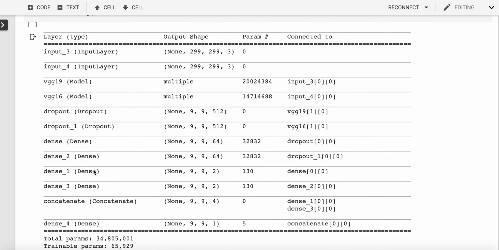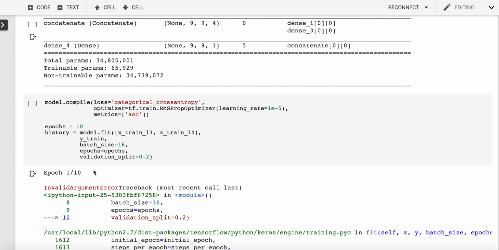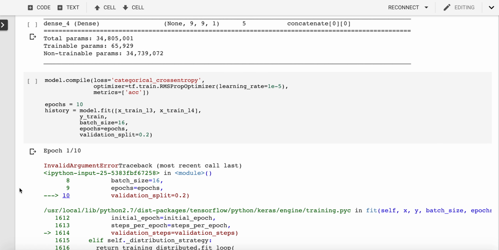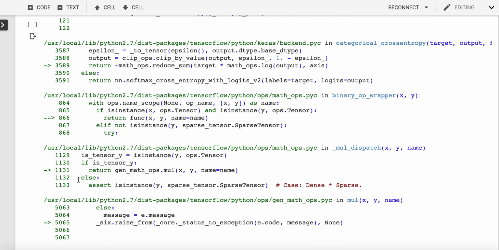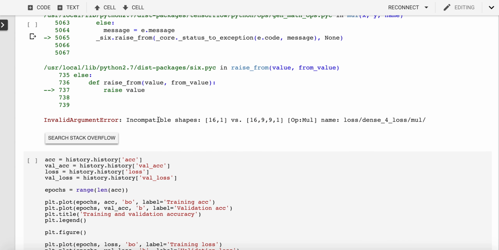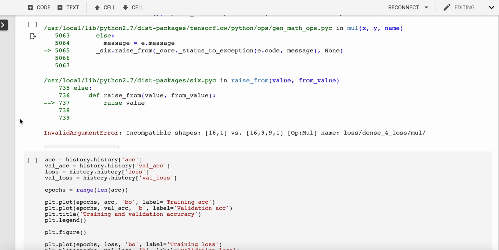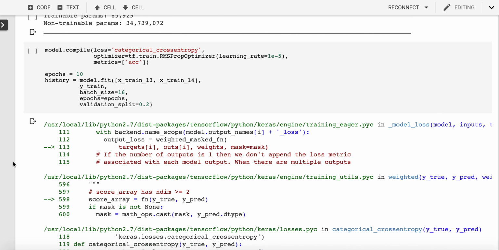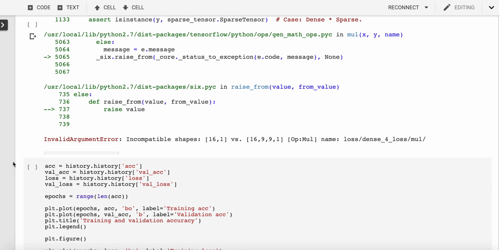This is a little summary of the model. And here is our error message. It says I don't have compatible shape between the logits and the labels, which I'm not sure why. I'm sorry, but I couldn't figure this out in time, so just let me explain the rest of the notebook.